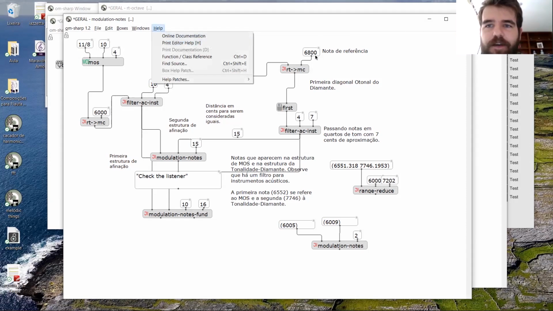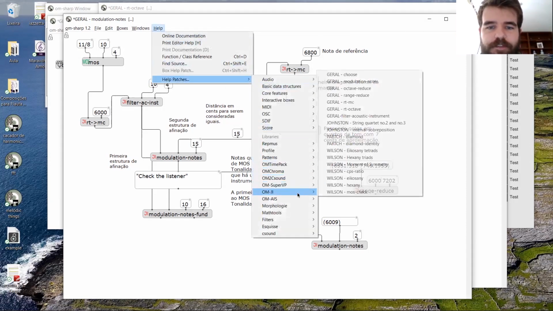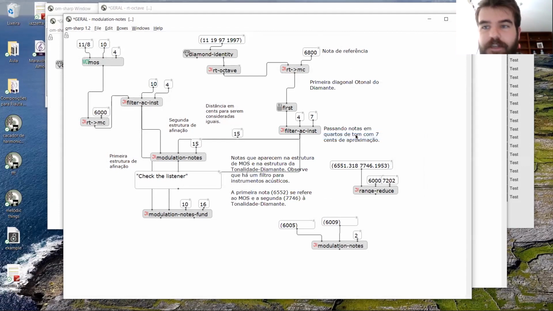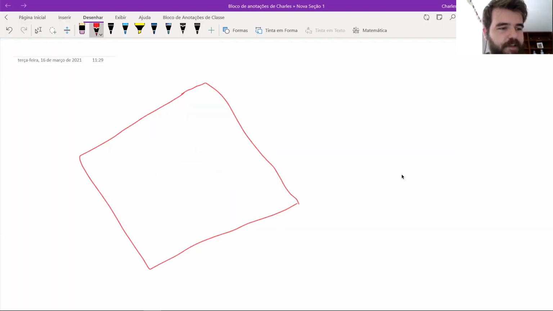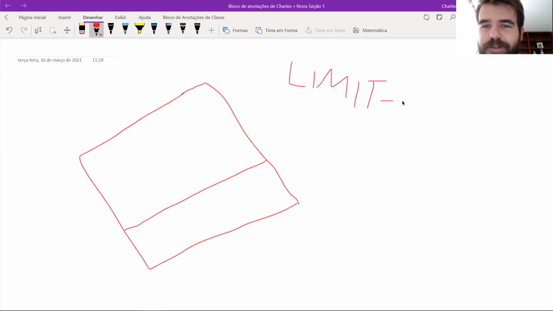And now maybe we can see some other things like Partch diamond. To construct a Partch diamond, you first need to know what the limit is. I will write, sorry, my letter is not good. But for example, we have a limit 5. What this means is that you will use all the harmonics from 1 to 5.